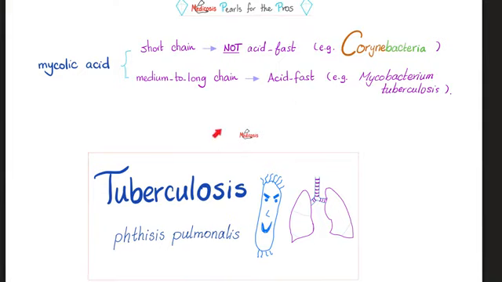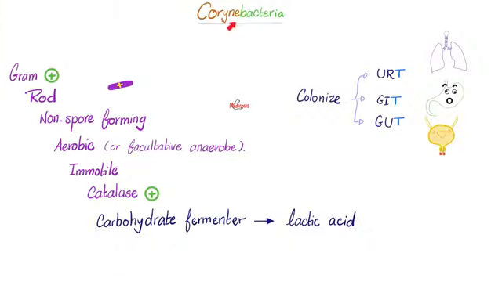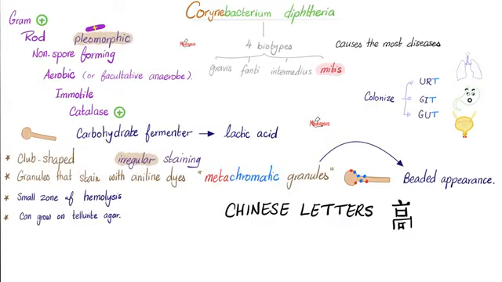See, medicine makes so much sense once you understand what you're talking about. Speaking of tuberculosis, I have a dedicated video on this topic in my pulmonology playlist. Corynebacteria: gram-positive pleomorphic rods, non-spore-forming, aerobic or facultative anaerobes, immotile, catalase-positive. They ferment carbohydrates and they produce lactic acid.